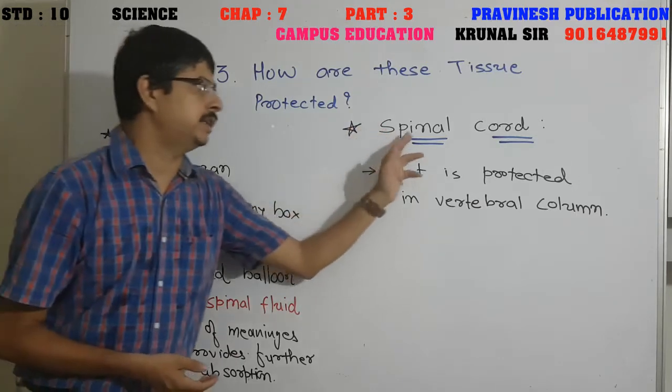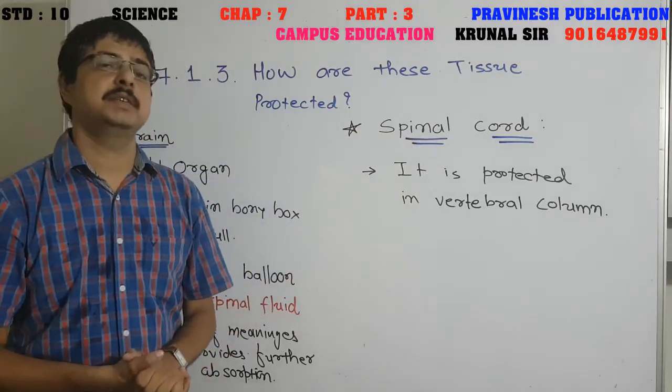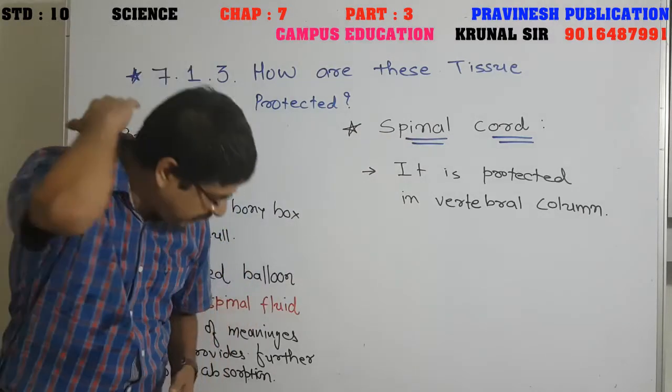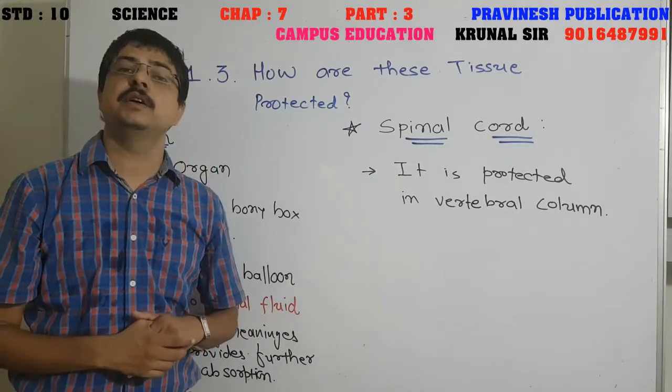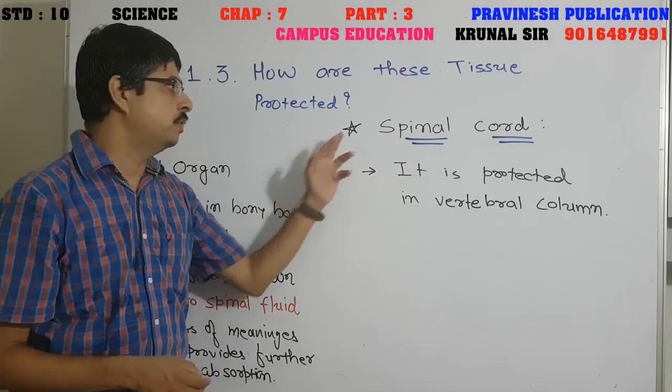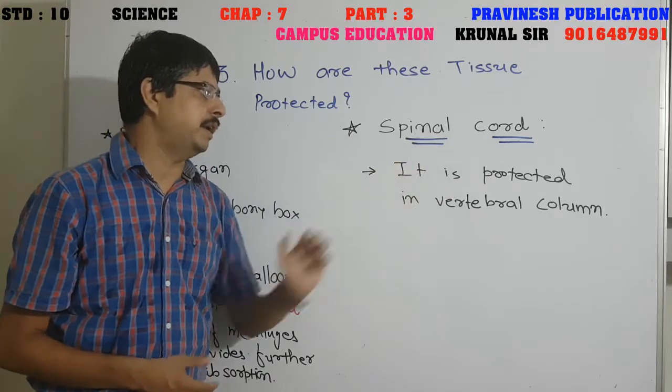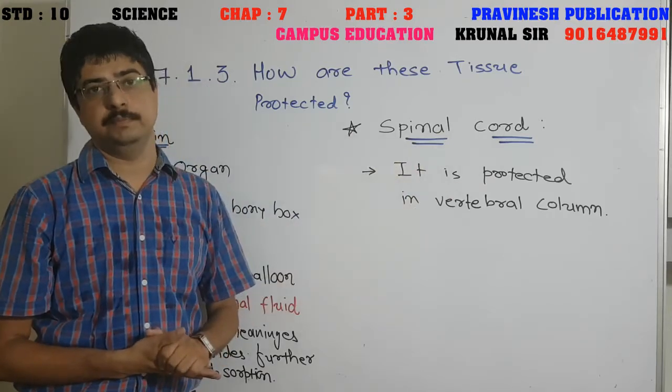Second one is the spinal cord. Friends, when you lie down you feel here some hard bumpy structure and that is the vertebral column. So the spinal cord is protected by the vertebral column.